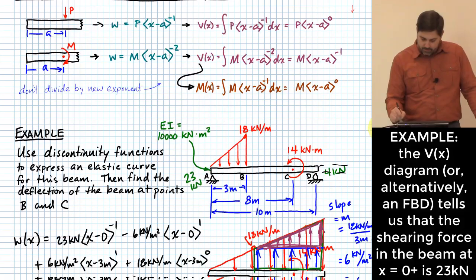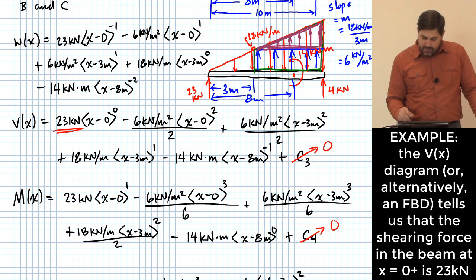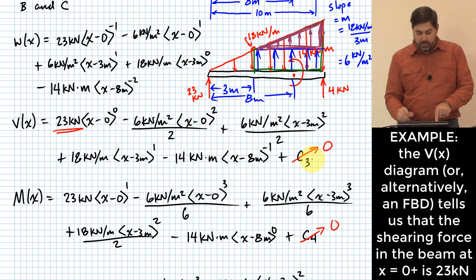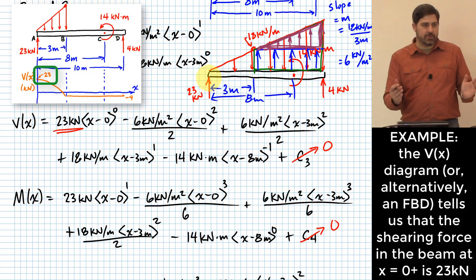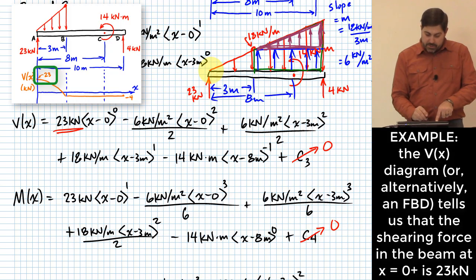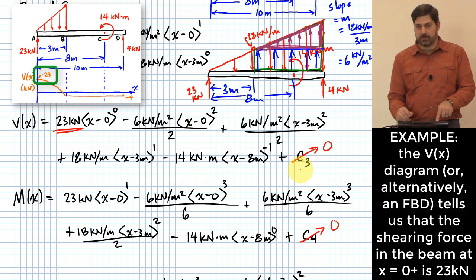Where I had the C3 right here, it was because at x equals 0 or 0 plus, just to the right of 0, I know that the shear force has to be 23 kilonewtons. I won't prove that, but you get that off of a shear and bending moment diagram pretty much, right? So it has to be 23 kilonewtons. We notice that all the terms except for that one are 0. And it has to turn out to be 23 kilonewtons, which tells me that C3 has to be 0, because the 23 kilonewtons literally just comes from that first term. Yeah.